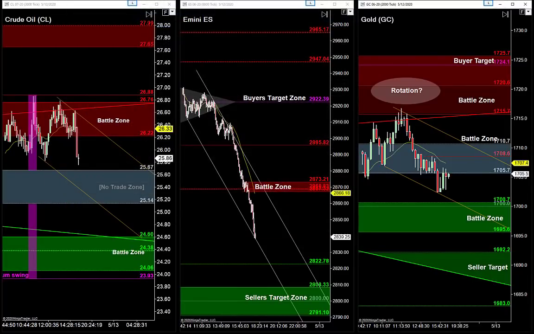The charts are all prepped up. As you can see, we've got oil, we've got the S&P, and of course we've got gold, the yellow metal, on the docket here. A lot of range rotations, failed rotations on the charts here. Why don't we start off with oil?